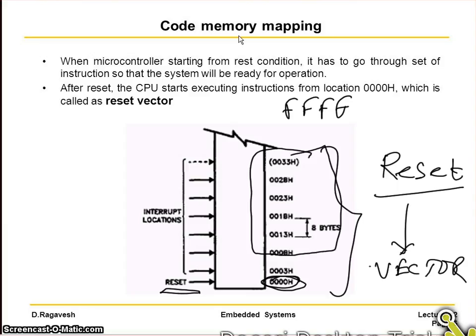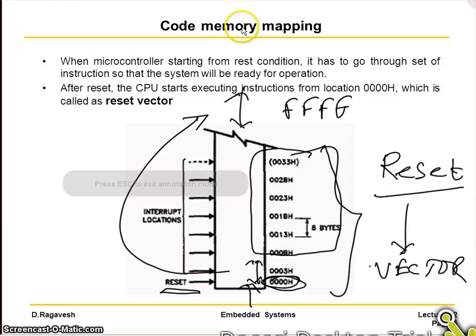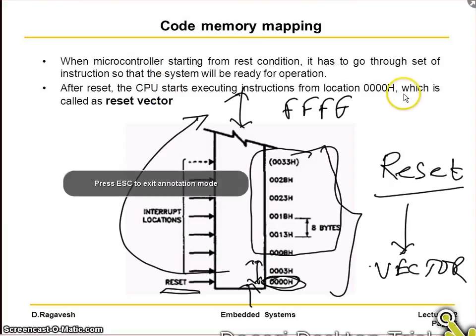So as a programmer, what we have to do is start with the reset vector, and the space is very minimal here. You can see only a few bytes. So from here we have to point the program to go to other locations. Here we have to write our user programs, whatever programs you want to write. After reset, the CPU starts executing instructions from 000H, and this is called the reset vector.